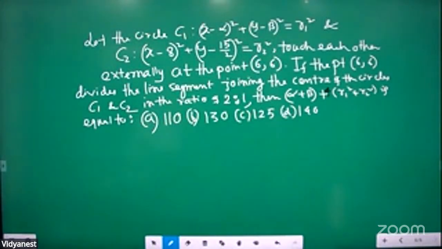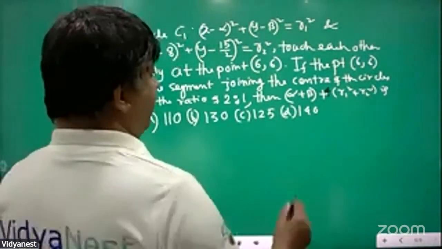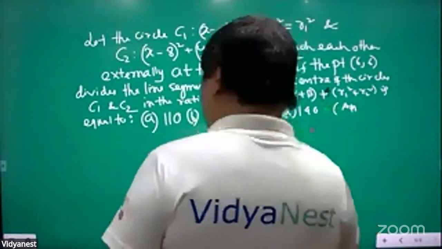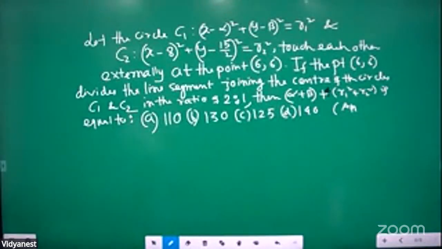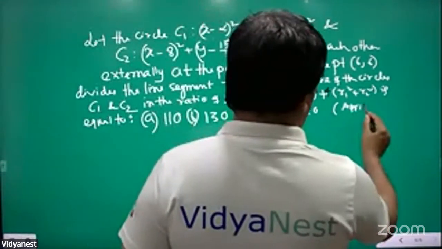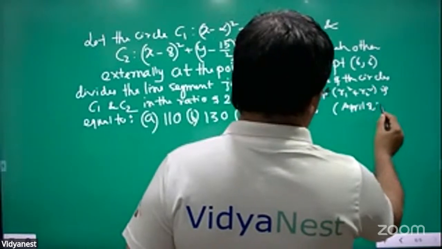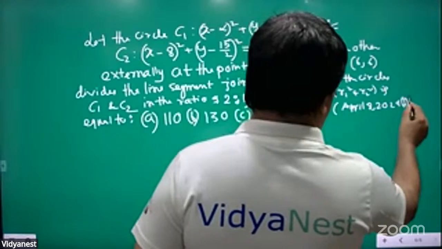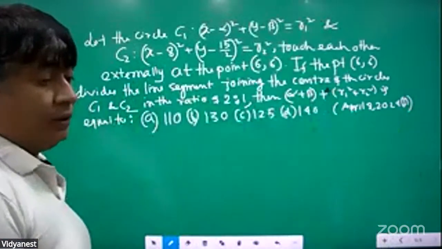What is this sum's importance? It came in April 8, 2024 in the first set. Okay?